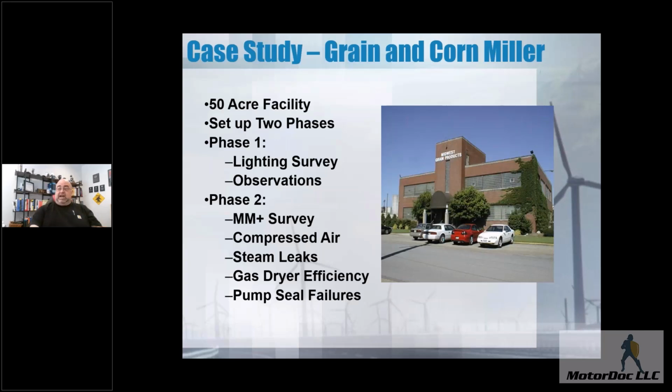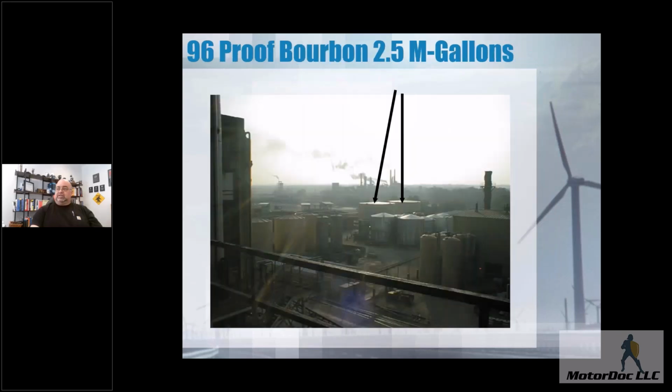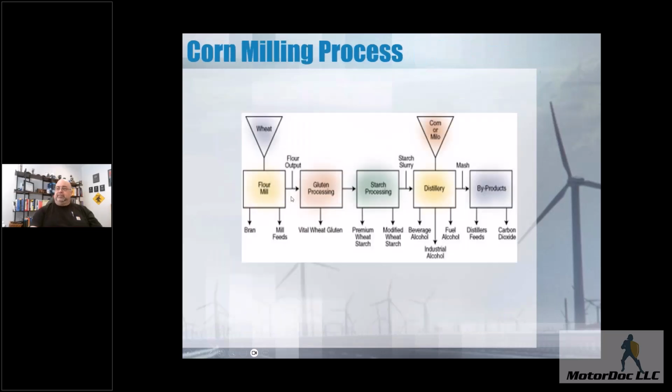So getting back to that other study, the grain and corn miller, that is no longer owned by Midwest Grain Products. We did have the really cool bit where we had 2.5 million gallons of 96 proof bourbon. Figured if we went swimming, we'd dissolve, but it was a really cool idea. This is their cogen plant here. We're standing on top of basically the cooker. We did talk about this briefly.